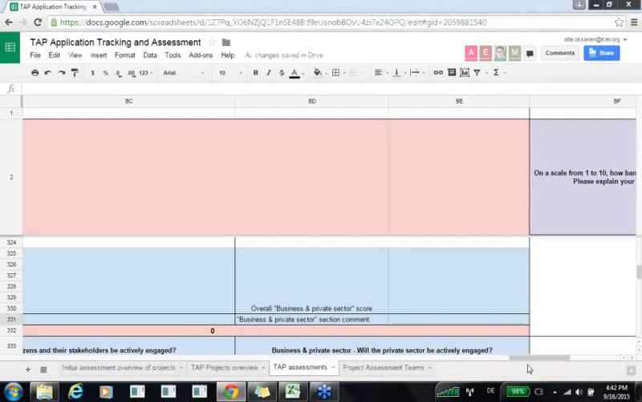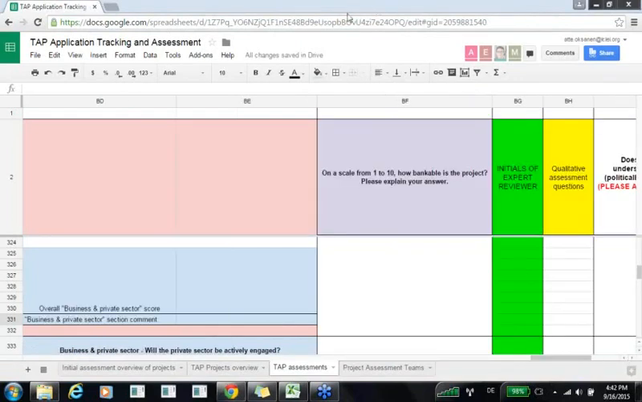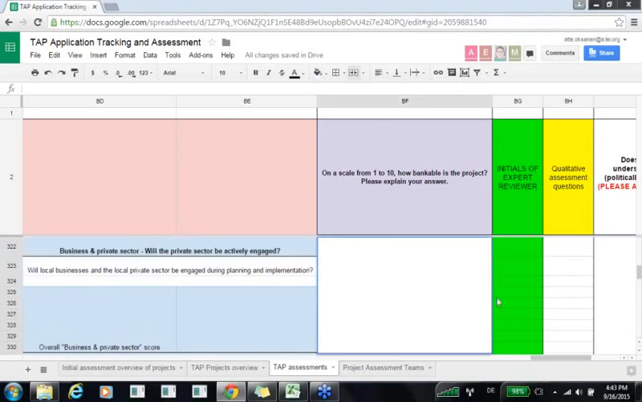Right. Then there's just one last question here for you. As an initial reviewer of the applications, on a scale from 1 to 10, how bankable is the project? And please explain your answer. So this is, I think, quite self-explanatory. The idea here is, if you were, say, a financial institution, would you support this project and why? So you try to answer that question in this section. You would add your initials here so that we know exactly who did the initial review.